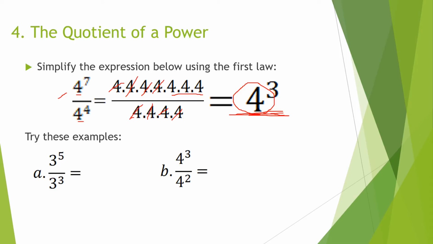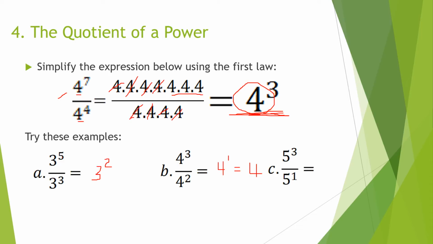With that as a clue, we can do the same by copying the base, which is 3, and then subtracting 5 minus 3, and the result is 3 squared. For example B, again the bases are the same, so we copy 4 and then subtract 3 minus 2, and the result is 1. But when the exponent is 1, we don't have to write it, so we simply write 4.